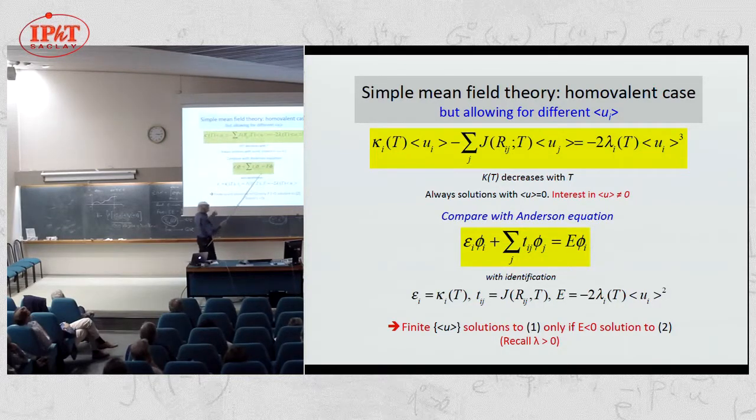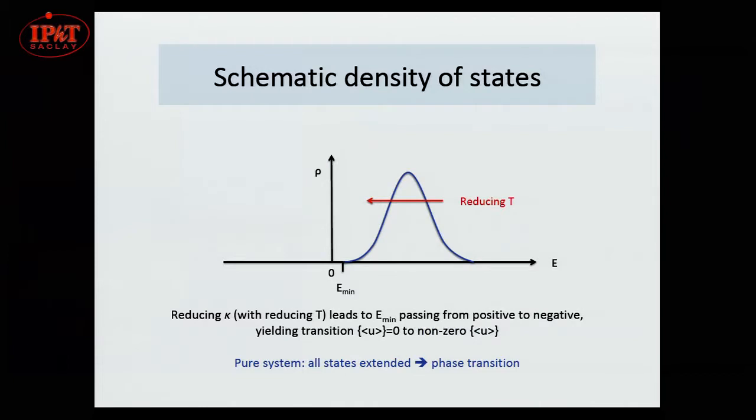So you'll only get a solution to this one, other than U equals 0, if E, the solution to this problem, has E equal E negative. So finite U solutions to the first one, only if there are negative energy solutions to the second one. So what's that got to do with anything?